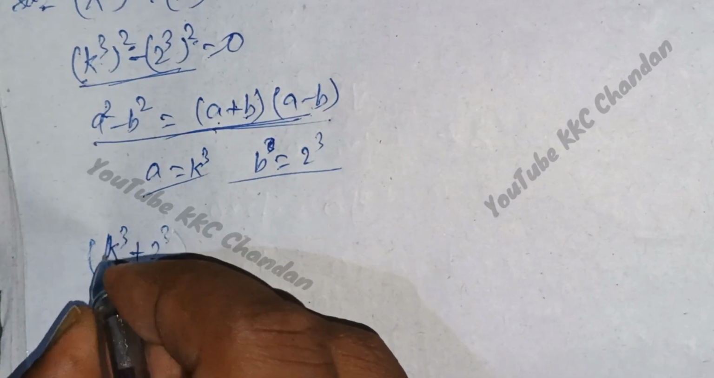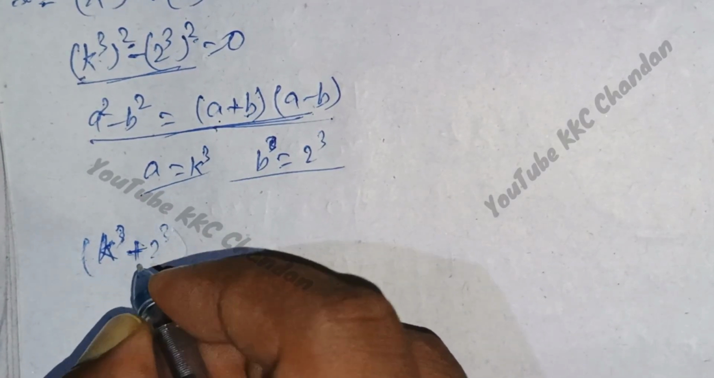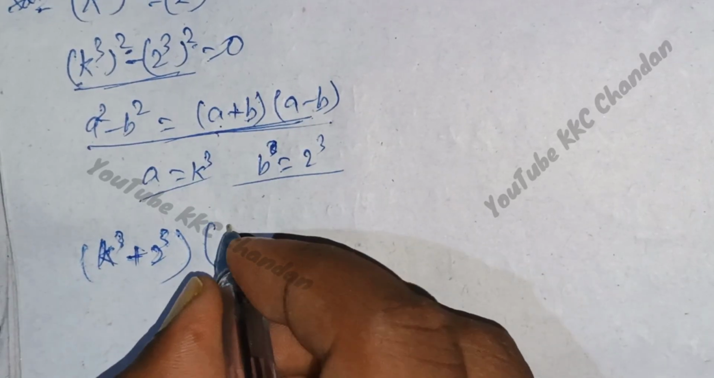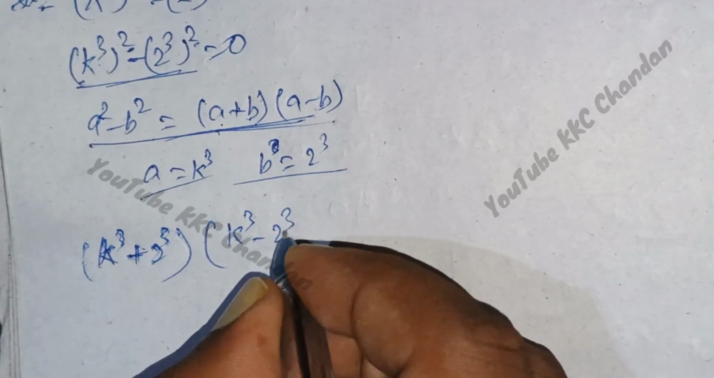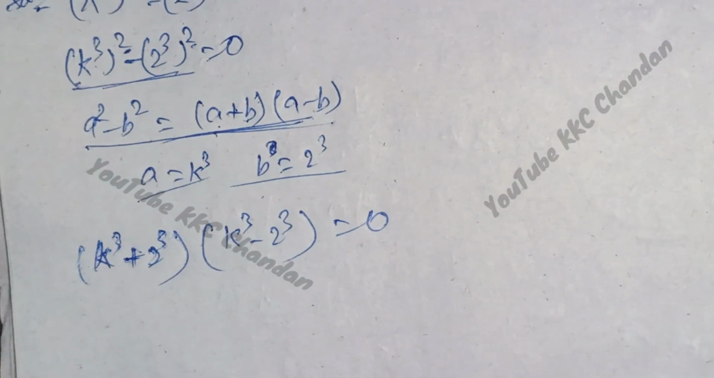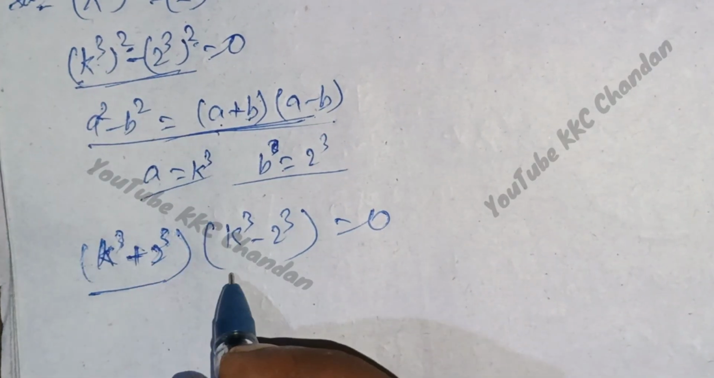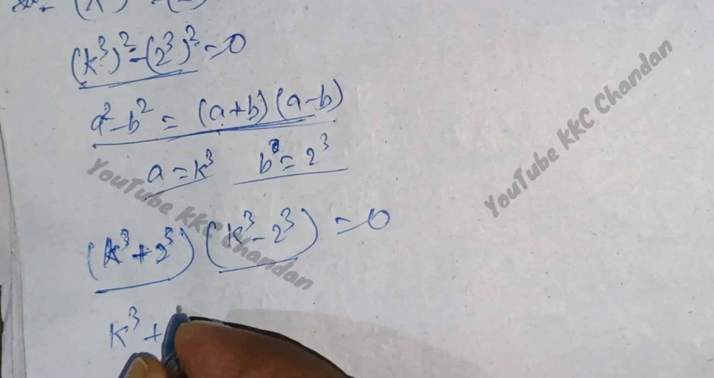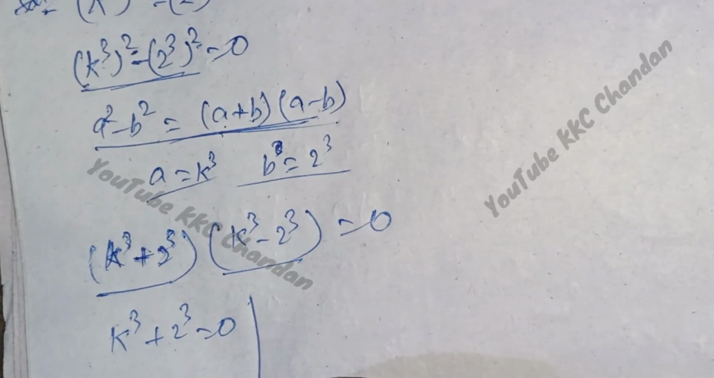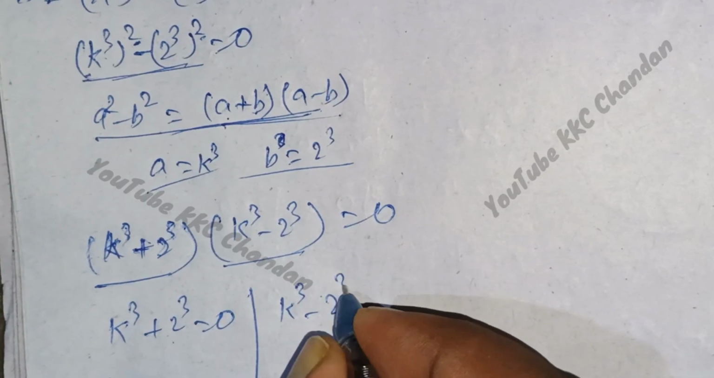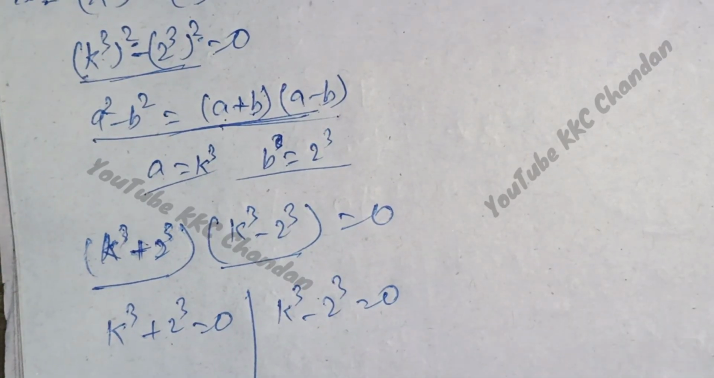Here (k cube plus 2 cube) into (k cube minus 2 cube) is equal to 0. After the next step, two equations arise. First, k cube plus 2 cube is equal to 0, the first equation. Second, k cube minus 2 cube is equal to 0.